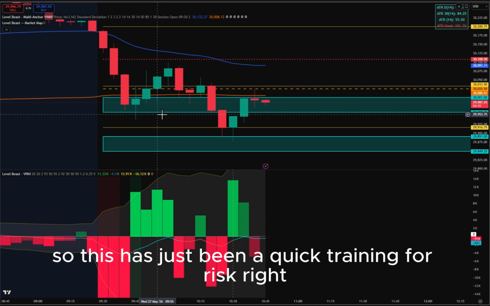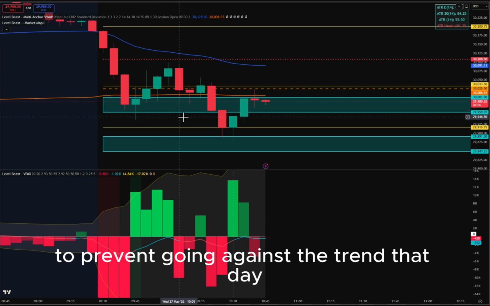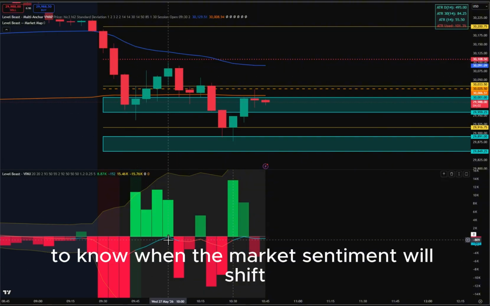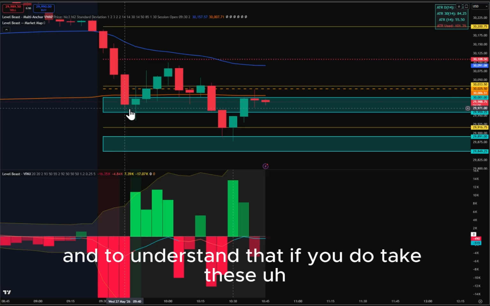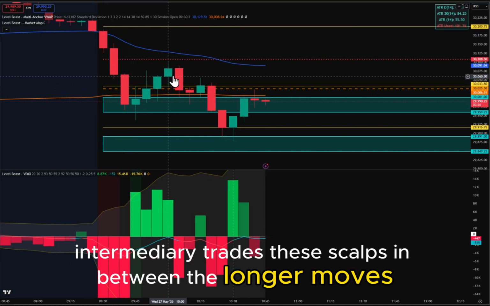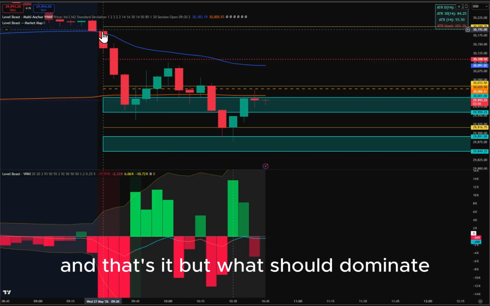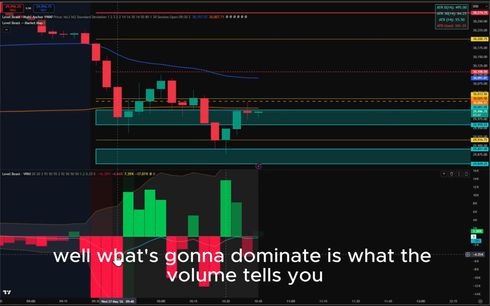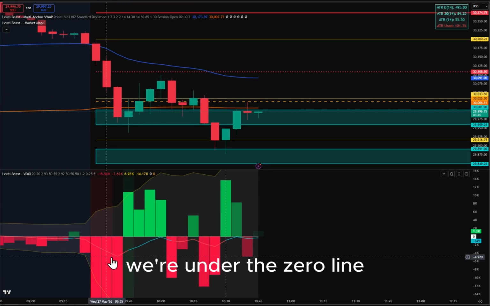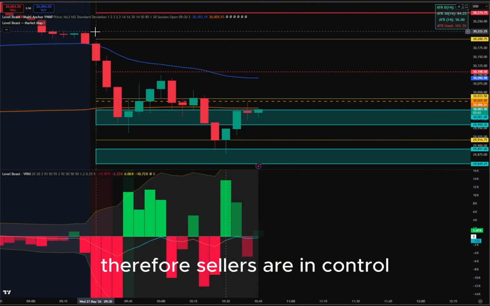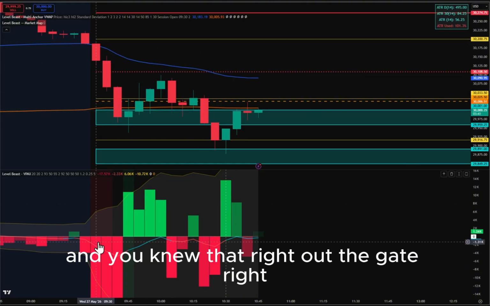So this has just been a quick training for risk, right? To prevent going against the trend that day, to know when the market sentiment will shift, and to understand that if you do take these intermediary trades, these scalps in between the longer moves, it's not a long hold. You're taking it to your target and that's it. But what should dominate? Well, what's going to dominate is what the volume tells you. We're under the zero line. Therefore, sellers are in control. And you knew that right out the gate, right?